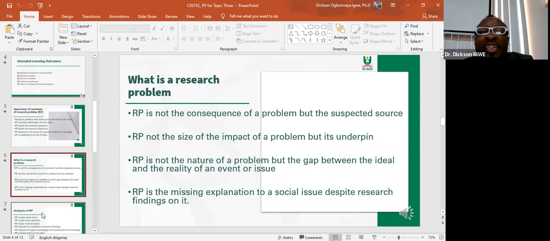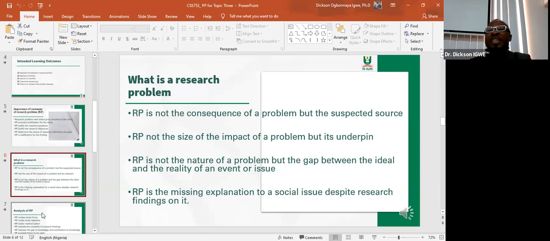Research problem is not the size of the impact of the problem, but its underpinning. Research problem is not the nature of a problem, but the gap between the ideal situation and the reality of that event or issue. The ideal situation, as enunciated by August Comte, is that there be social order and not social upheaval. So if there is social order, that is ideal. That is the dream of the founding fathers of sociology.